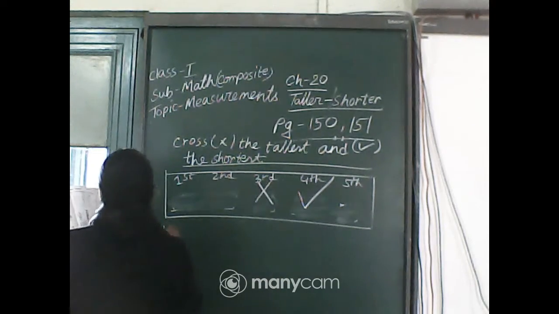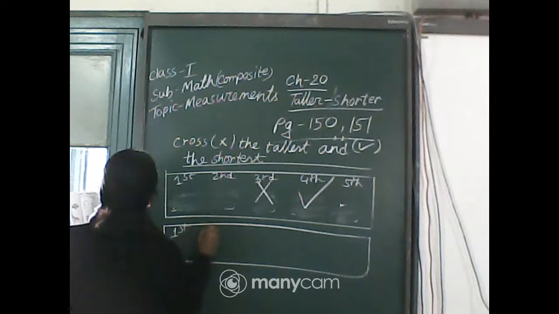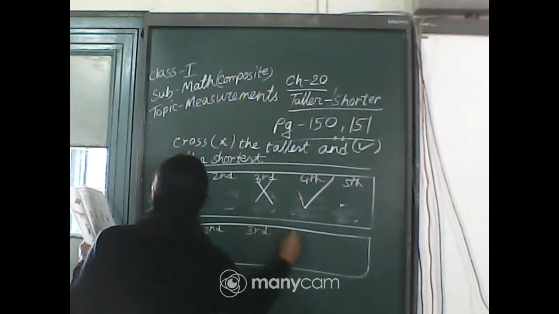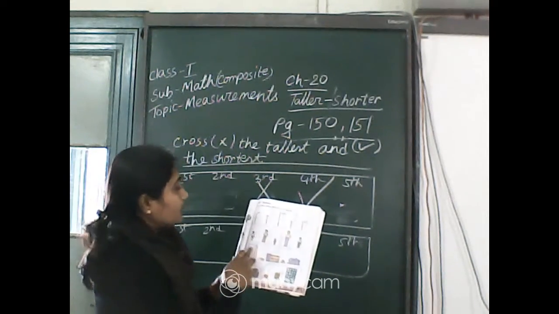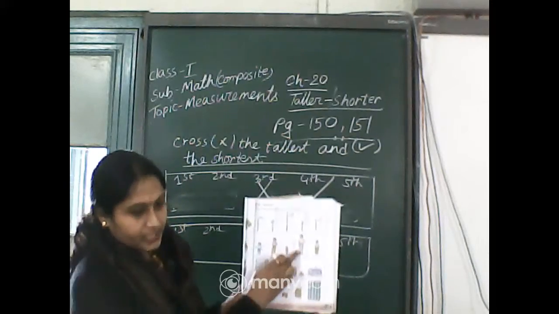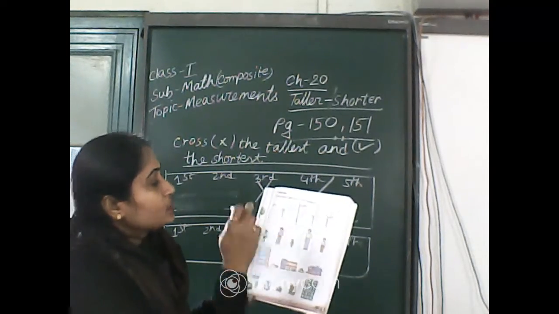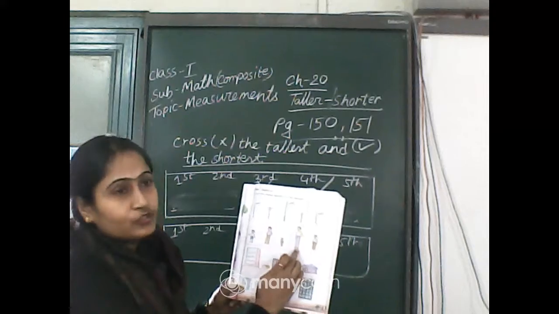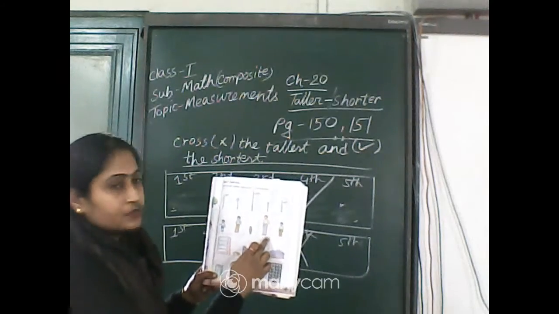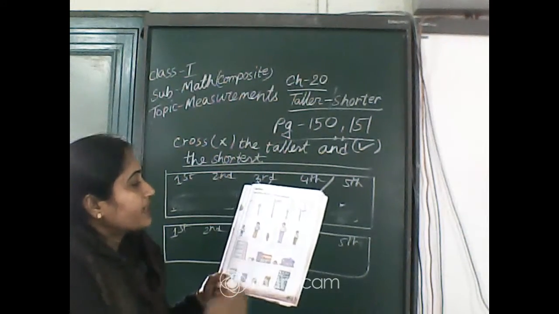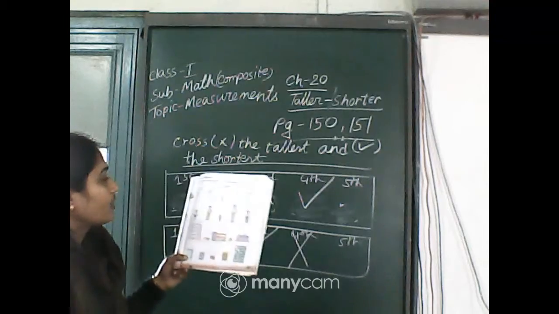And the next is first, second, third, fourth and fifth. Okay, now you have to put a cross on the tallest one. First, second, third, fourth. The fourth picture, the man, is tallest here. So please put a cross on the fourth one and you have to put a tick on the shortest. Third one is shortest, so please put a tick on the third one.